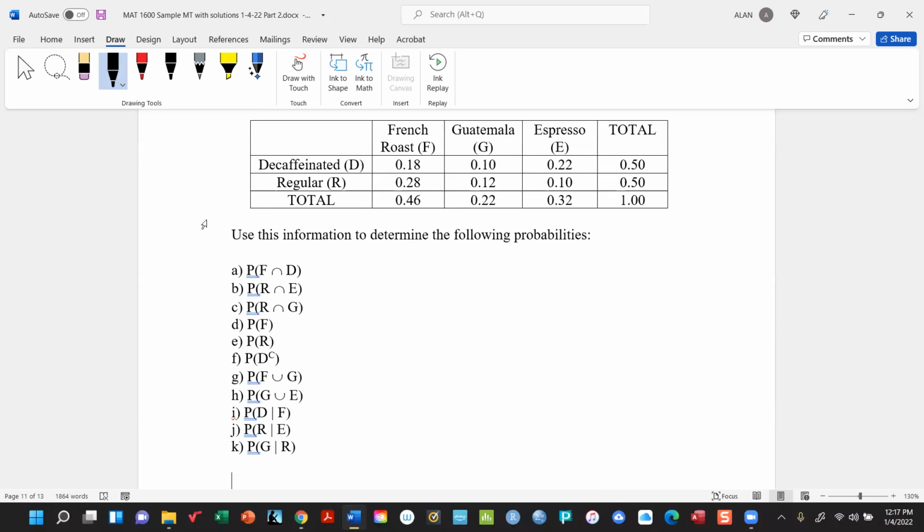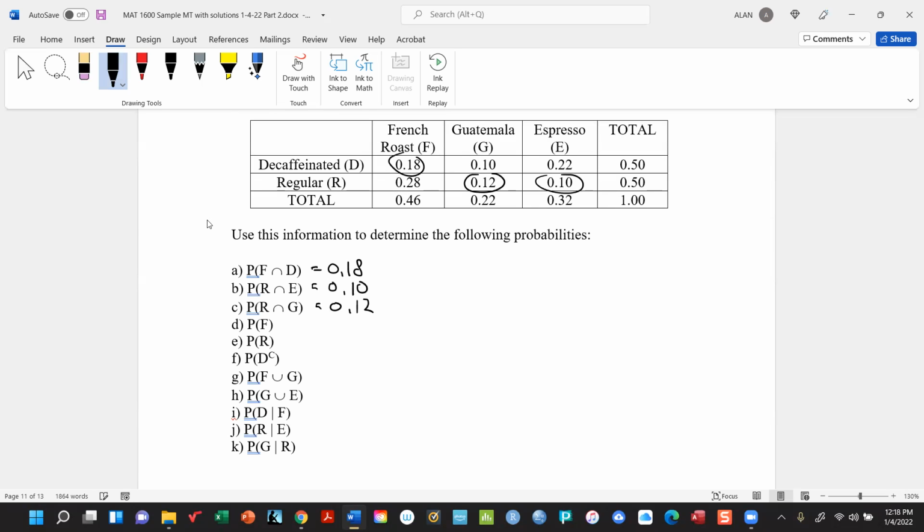Let's look at this first one. Now, all the intersection ones you can read right off the table. F and D is the probability of French decaf French roast, right here. R and E is regular espresso. R and G is regular Guatemala. So those are easy.